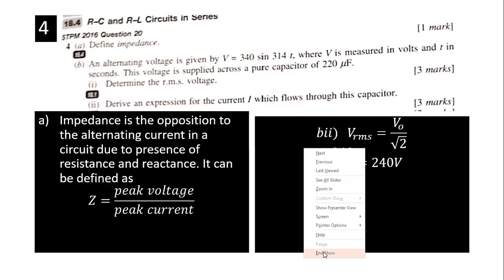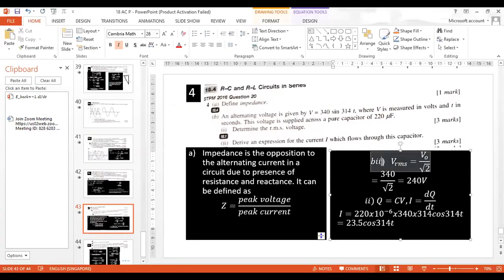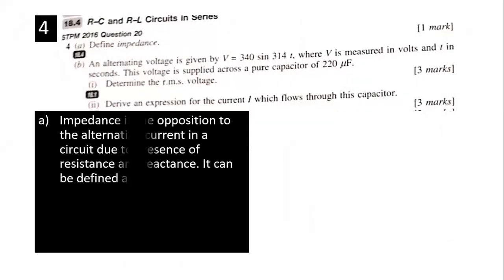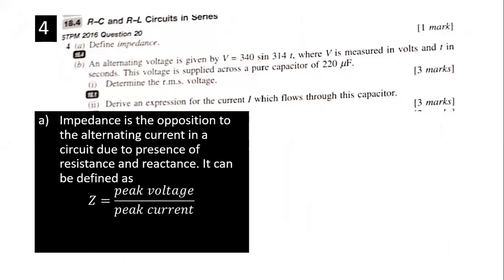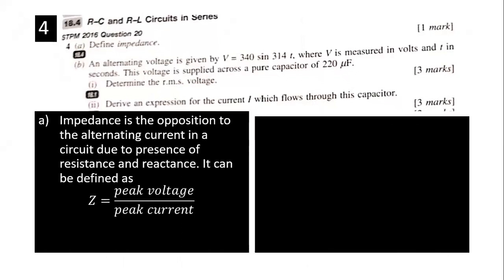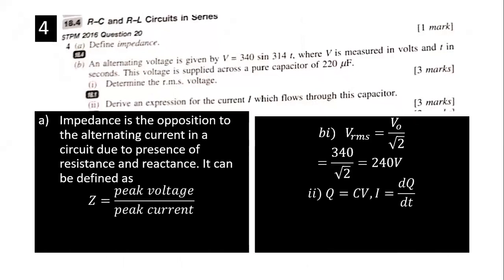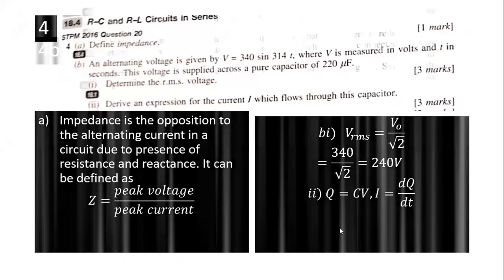Sorry, this one should be number 1. Derive an expression for current that flows through a capacitor. Right? Go to Q is CV, the charge stored in the capacitor. Then differentiate it. You want the current. Differentiate, you got I is dq/dt. So differentiate this equation. Your C is the one that is constant.